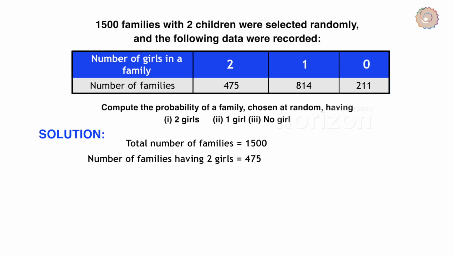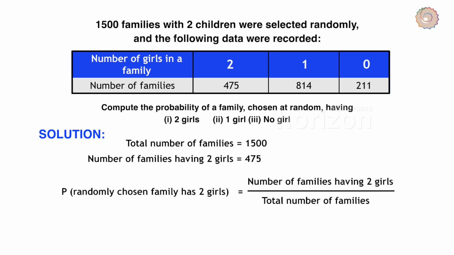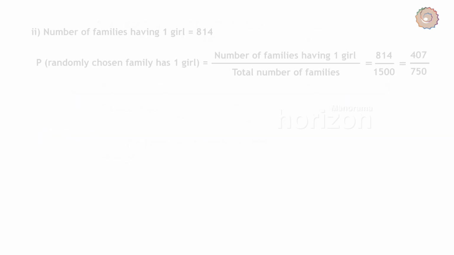From the table, we see that the total number of families is 1500 and the number of families having 2 girls is 475. The probability of a randomly chosen family which has 2 girls is equal to the number of families having 2 girls divided by the total number of families, which is equal to 475 divided by 1500. Reducing the fraction, we get 19 divided by 60.